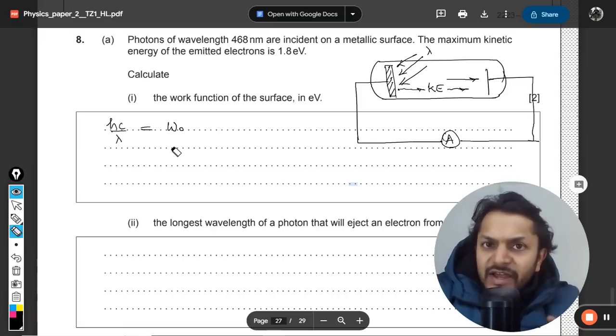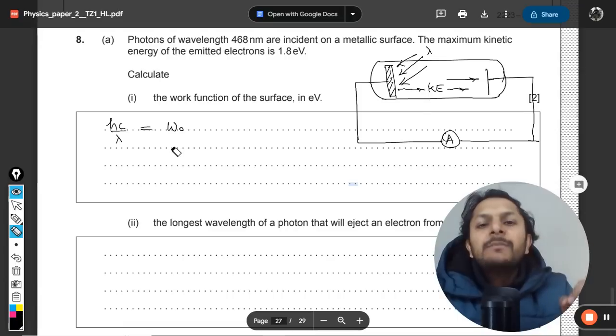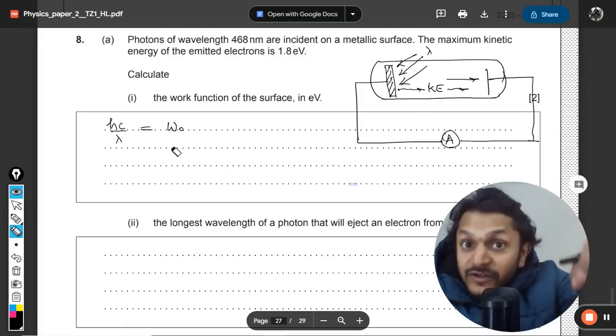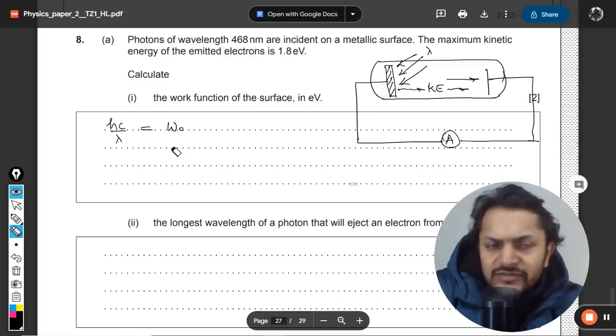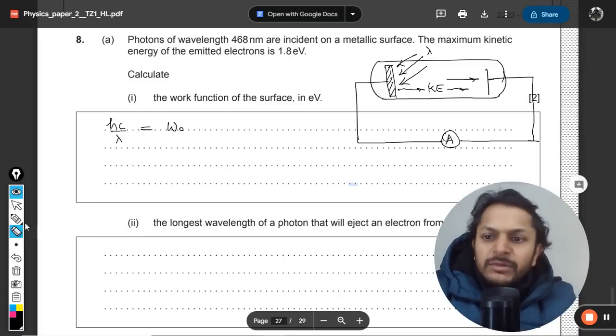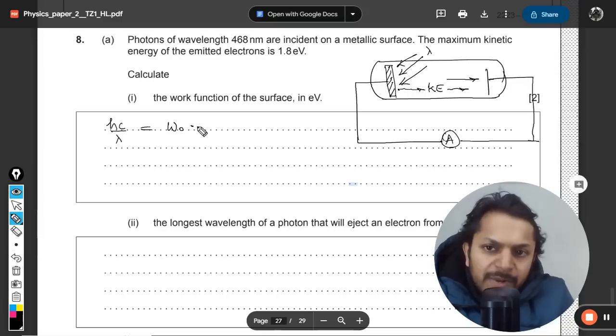Work function is defined as the minimum amount of energy that has to be given to the electron so that the electron jumps out of the metallic surface. So this is defined as minimum energy. This is the minimum energy, plus the rest of the energy will obviously be the maximum kinetic energy.